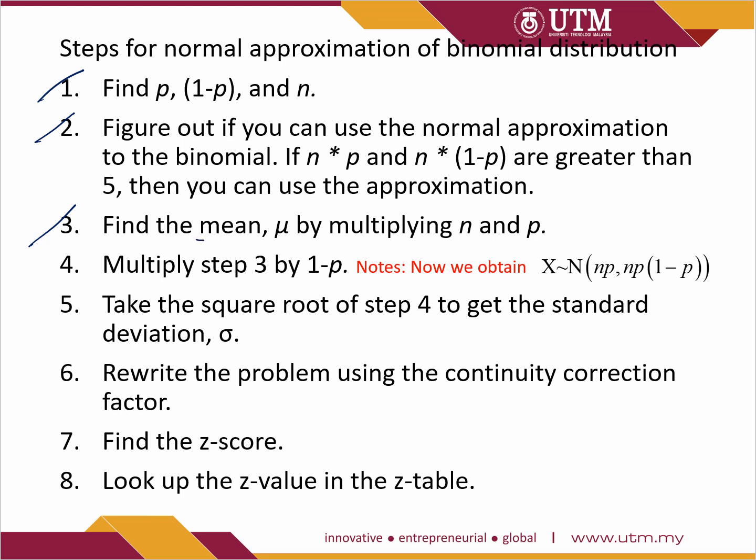Next is to find the mean, where the mean is obtained by multiplying n and p. And then multiply, in step 3, because here we have np with 1 minus p, to get the variance. Next, take the square root of step 4 to get the standard deviation. Okay, and then rewrite the problem using the continuity correction factor. Next is find the z-score, and we get the z value in the z table.